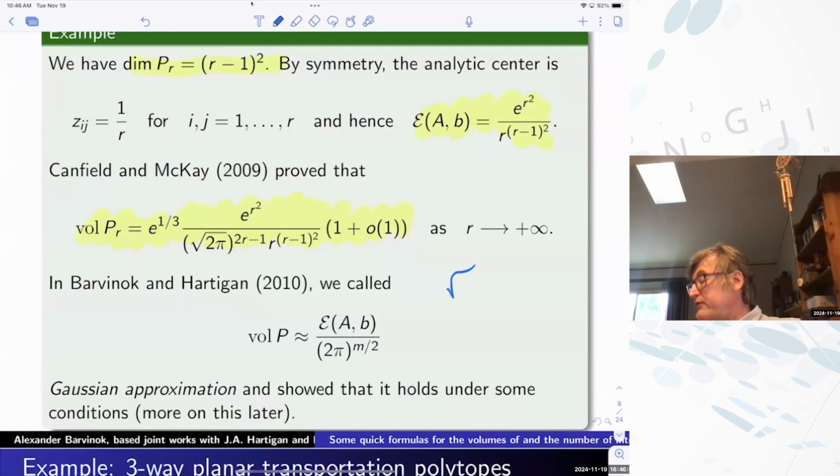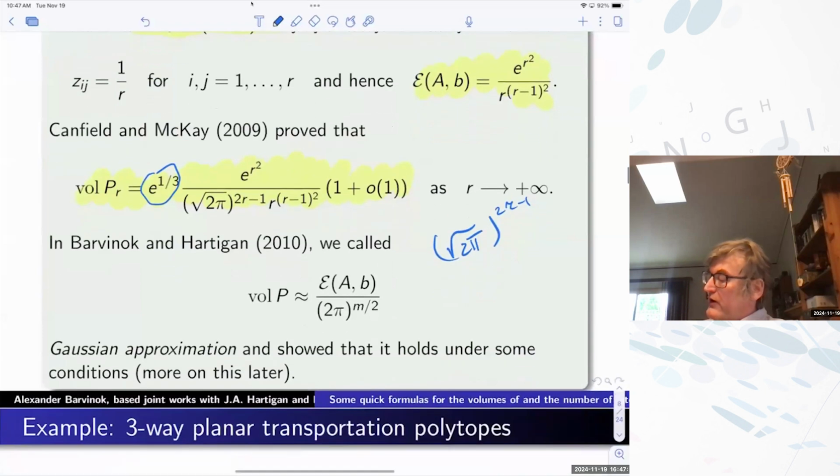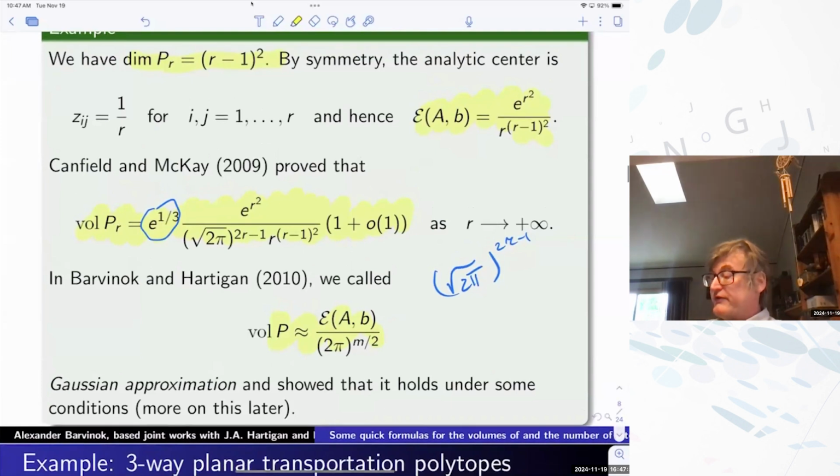So it's really square root of 2 pi raised to the 2r minus 1. And then there is this somewhat mysterious coefficient, but I'll mention it. e to is cubic root of e, right? And with John Hartigan, we called that type of approximation, when the true value is actually close to that estimate that I advertised but divided by 2 pi to the half of the codimension, the Gaussian approximation, and I'm going to explain why. Right. So again, it fits.